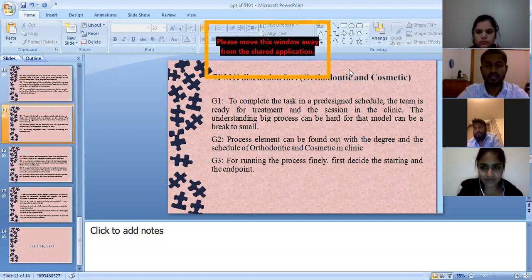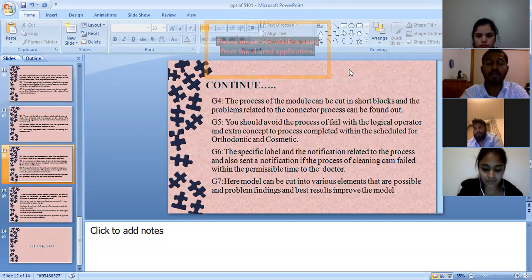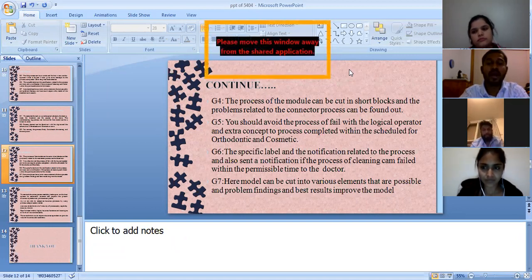Jumping on to the next slide, for the fourth guideline, the process of the model can be cut into short blocks, and the problems related to the connector process can be found. The fourth guideline says to model as structured as possible. The causes of the problems have been identified during the whole session, like fixing crowded, overlapping teeth, and so on, which are caused by tooth decay, accident, or genetics. So these are the connectors. Connectors are nothing but where you will find the defects, problems or issues.